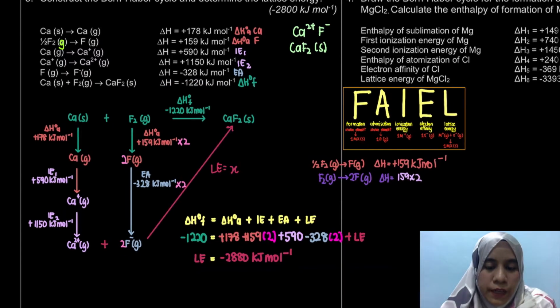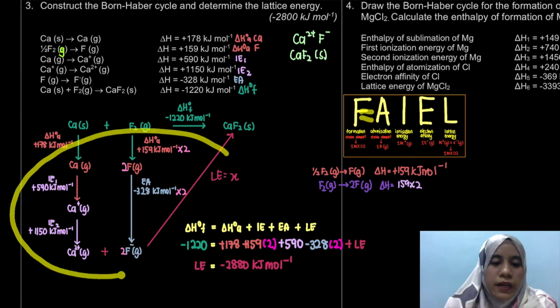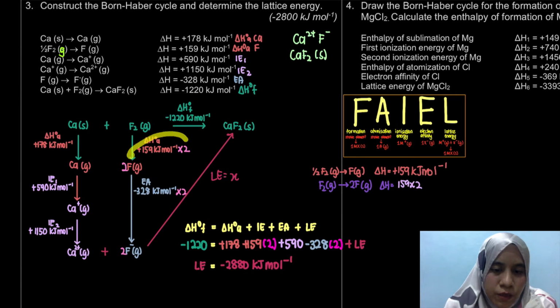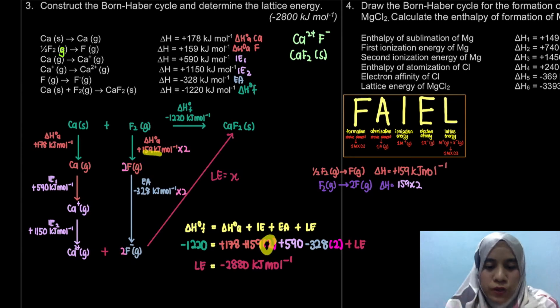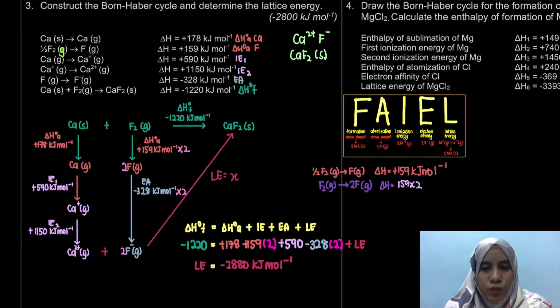Okay, but then from here, remember when you calculate the formation, it is equal to all of this. Since the atomization for our fluorine is multiplied by 2, here I write down 159 times 2. The same goes for the electron affinity, times 2. But the lattice energy is the same, right?